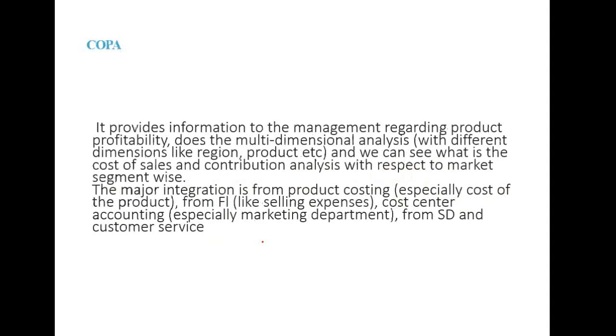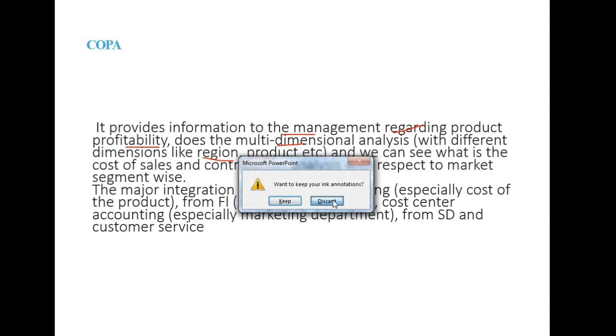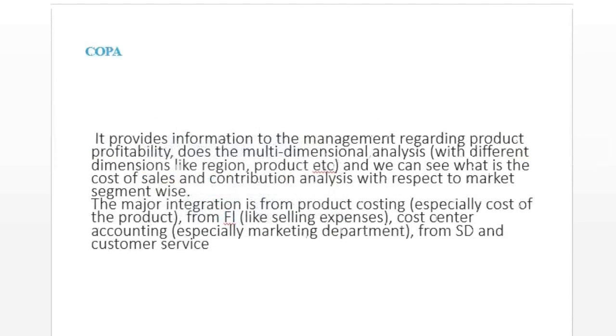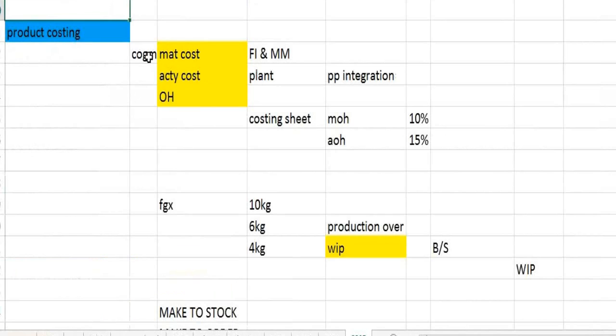Next one is COPA, controlling profitability analysis. This is also an important topic for any controlling consultant. It provides full information to the management regarding profitability, product profitability. Right? So we are doing here multi-dimensional analysis with reference to dimensions. Means here, if you are manufacturing a finished product, up to product costing, we are calculating COGM, cost of goods manufactured.